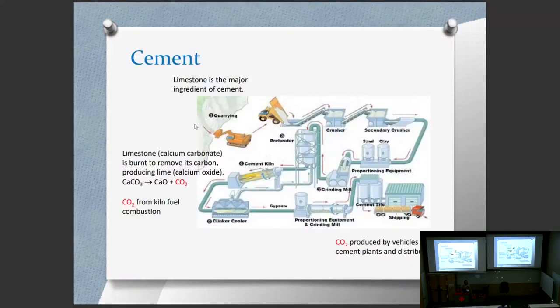So how is carbon dioxide being emitted? The raw material of cement is limestone. Limestone is the major ingredient of Portland cement. And this limestone, which is calcium carbonate, will be burned to remove the carbon. So in this chemical process, carbon dioxide will be produced. We put the calcium carbonate in a kiln, a large oven, to heat it up, and then the chemical process will occur and carbon dioxide will be emitted.